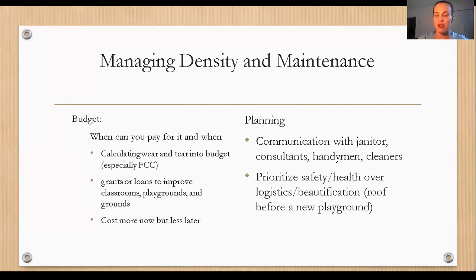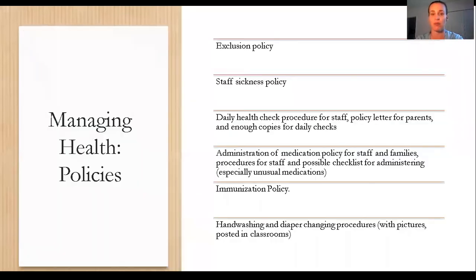Also with planning, you're prioritizing safety and health over logistics or beautification. So you're paying for a roof before you get a new playground. And that's part of why our new playgrounds that I talked about took 3 years, because some other things popped up before then that put the playground on the back burner. I couldn't spend all of my time and attention on that. I needed to spend my time and money on other things. And that's a way that we really are managing density, making sure that our maintenance is taken care of.